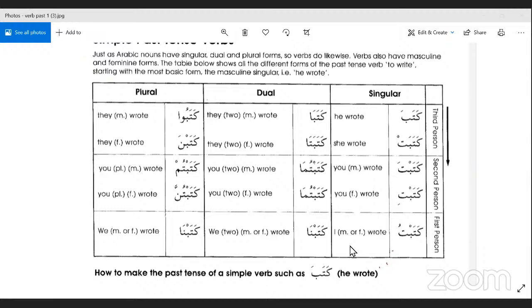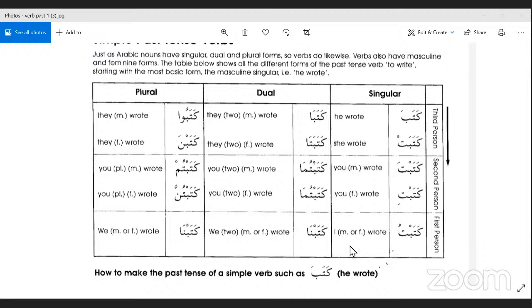Is it katabat? Yes, that's right. And katabatā, at the end again the alif is going to be for the dual. So it will be two females wrote. Katabna, ended with the ba and noon, means more than two females. So katabna means more than two females wrote.